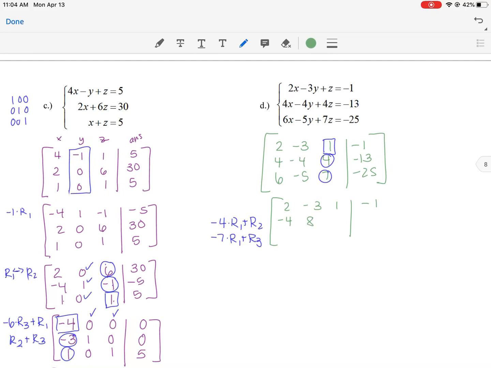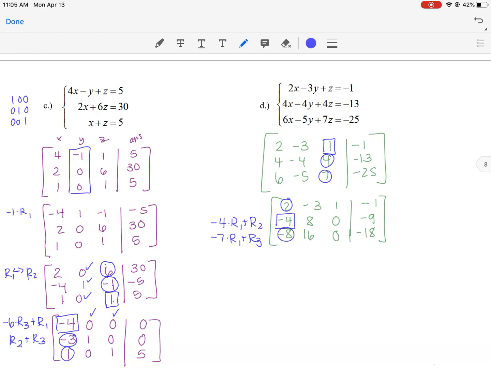And then I'd have 2 times -4 is -8, plus 4 is -4. -4 times -3 is 12, plus -4 is 8. -4 times 1 is -4 plus 4 is 0. -4 times the -1 is +4 plus -13 is -9. Okay, then I do it to the bottom row. So I do -7 times 2 is -14 plus 6 is -8. -7 times -3 is 21, plus a -5 is 16. This last one, I get -7 times -1 is a +7, plus a -25 is -18. Okay, so that last row is how we want it.